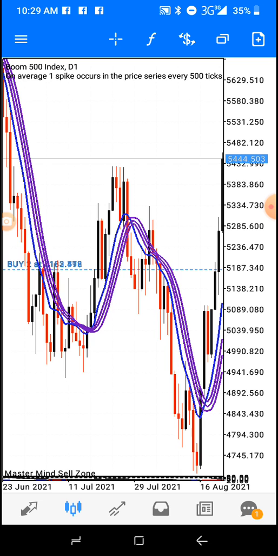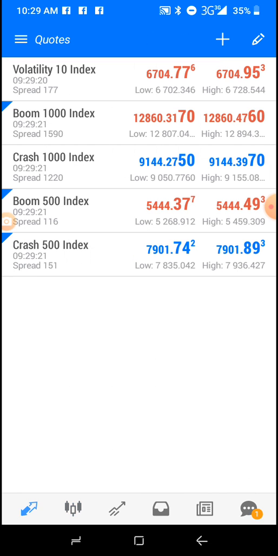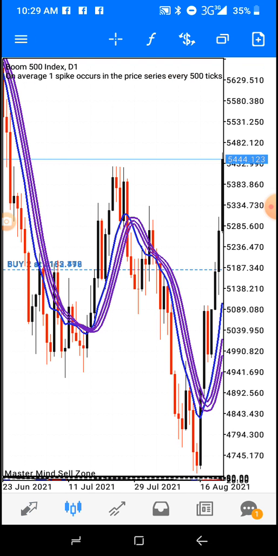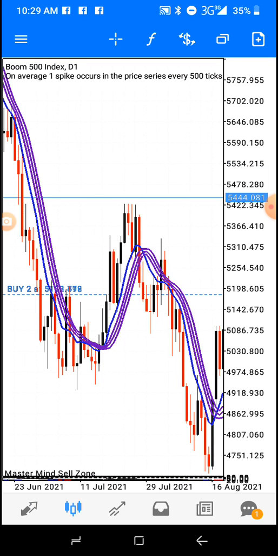This strategy is basically for Boom and Crash in two ways. I use it to carry, and I use it to go against the spike. So how does it look? The strategy comprises the moving average, the Bollinger Band, and also the RSI averages. So that's how the strategy works. That's how it looks.